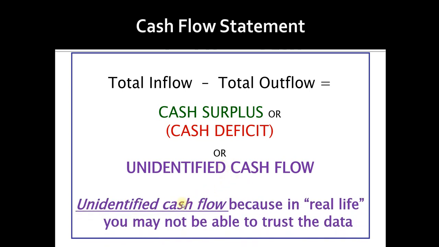And again, we just talked about this unidentified cash flow because in real life, you may not be able to trust the data, because there could be a situation where the clients are misreporting their cash outflow. Like, Mr. Johnson, I'm pretty sure you spend a little more at the liquor store than $100 a month. So your clients may not report quite accurately, and that will ultimately affect the numbers as a result.